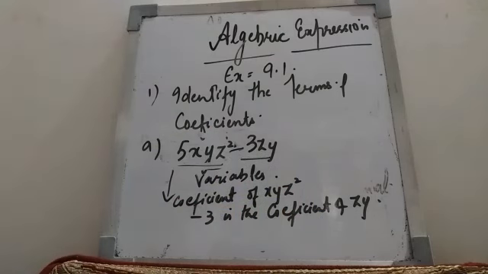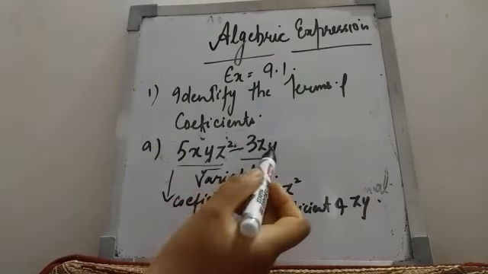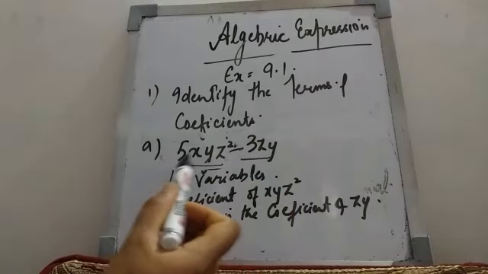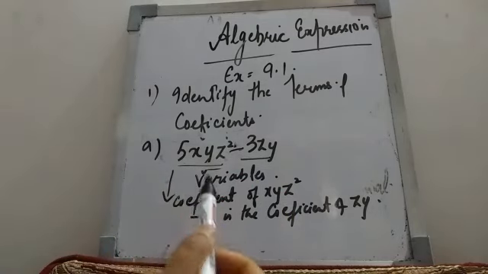And these alphabets x, y, z, and here z, y, are called the variables. And what are these numbers? 5 and 3. 5 is called the coefficient of xyz square and 3 is called the coefficient of zy.